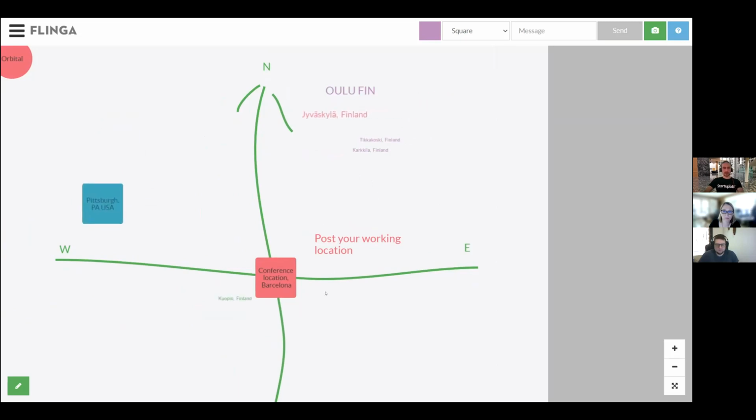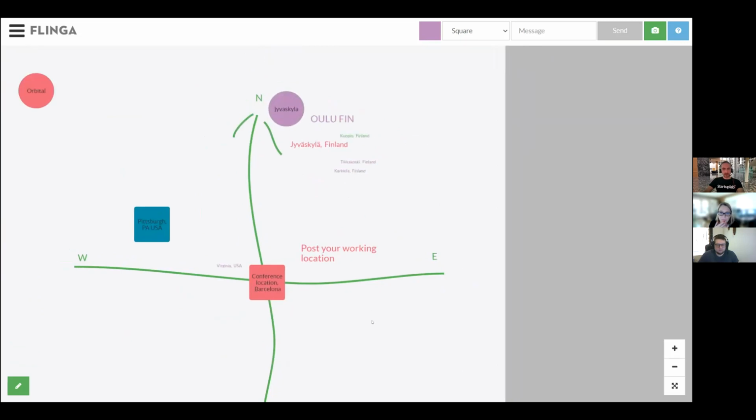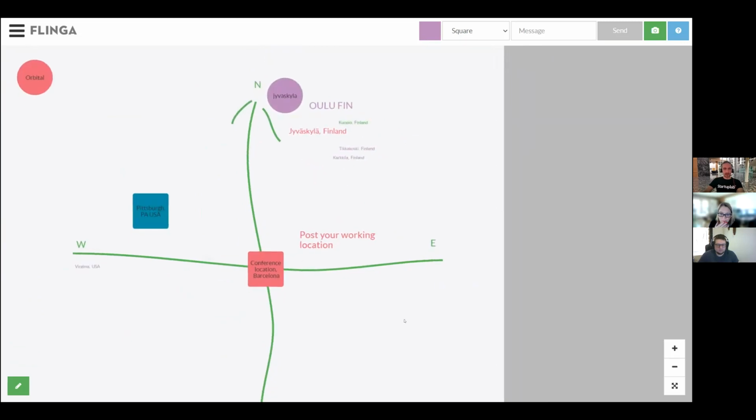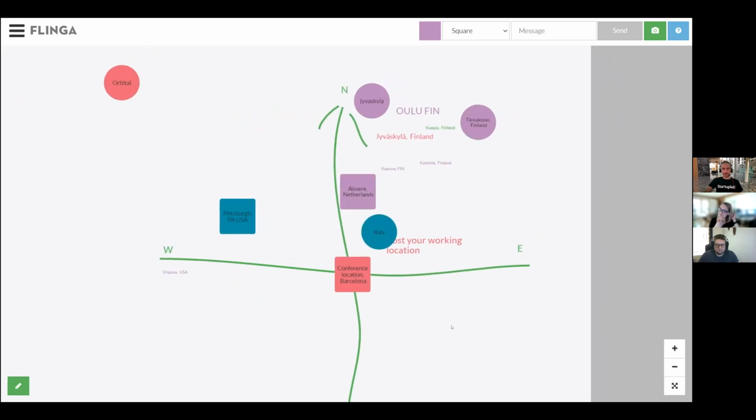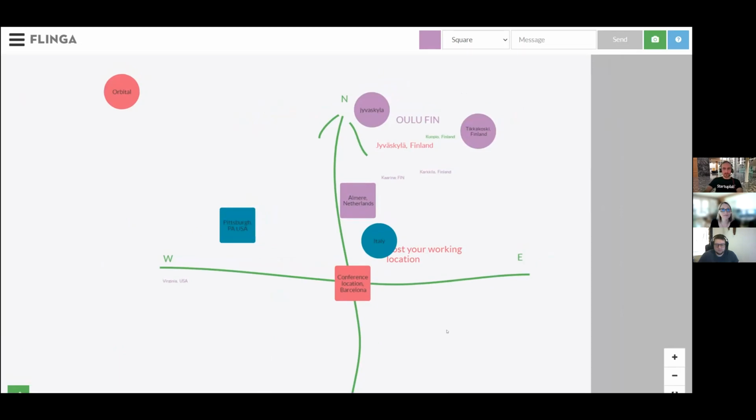Okay, we have USA represented also. Virginia also, Jyväskylä. And if you have problems getting onto this board, you can just voice out here, and we will guide you in the right direction. We have the Netherlands also, Italy. Did everybody make it? Okay.